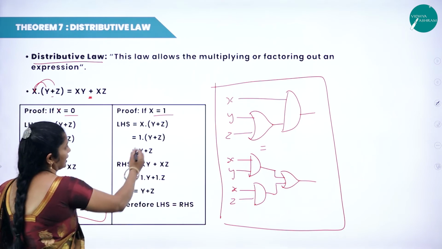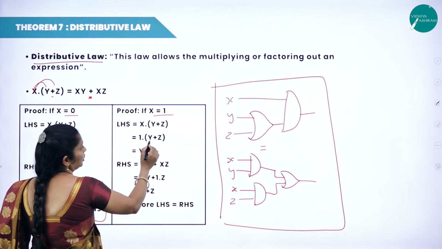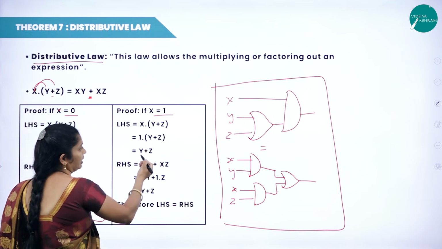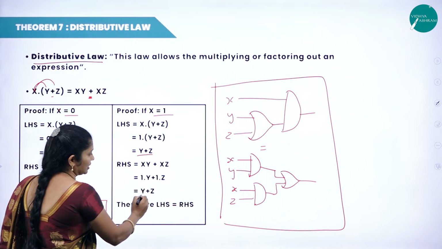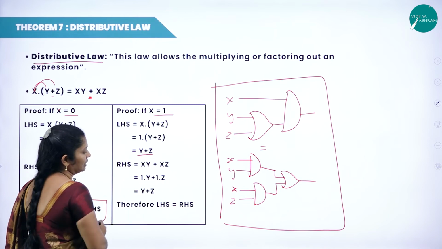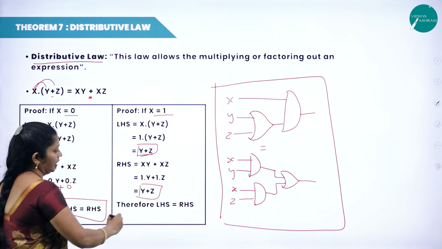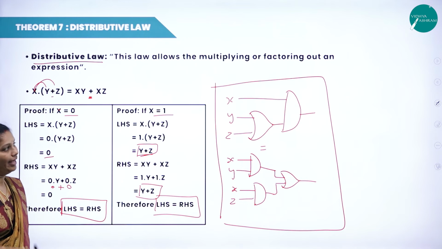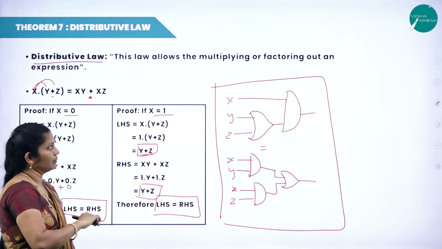Next, we will move on to the next part. Here, I am going to substitute 1 in the place of x. Then 1 into y plus z. 1 into any variable is that particular variable, so here y plus z will come. Here also, 1 into y is nothing but y, plus 1 into z is nothing but z. Therefore, here also y plus z. Therefore, the left hand side value equals the right hand side value. In the same way, write the truth table also for this equation.